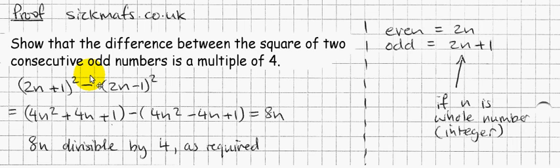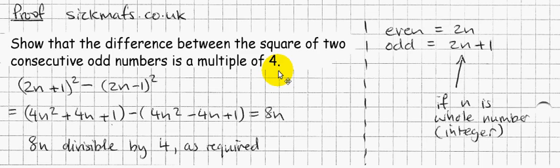You could do it the other way around as well, but I prefer to get a positive answer. So 7 squared is 49, take away 25, what's that, 24? Okay, so the difference between the squares of those two consecutive numbers, 5 and 7, is 24. And we want to prove that it is always a multiple of 4. Basically, it's in the 4 times table.